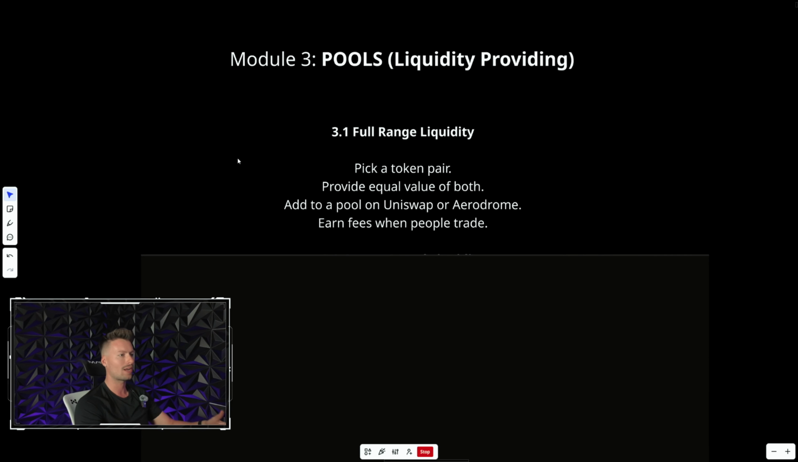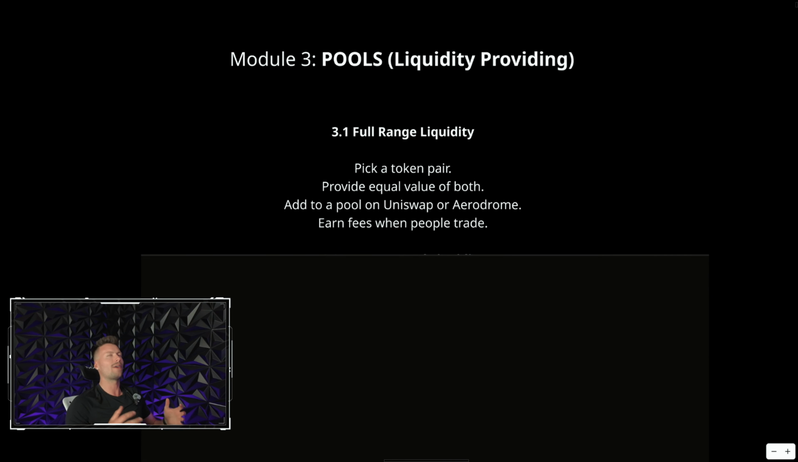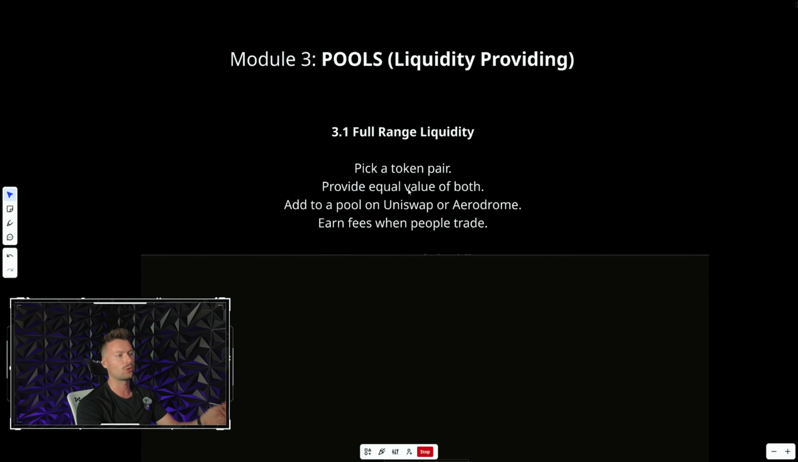What is this? Well, a full range pool is basically a liquidity pool where you're providing value of equal amounts of each token, and it's going to stay that way for the rest of time. So you're looking for an equal dollar amount of both tokens. You pick a token pair and provide an equal value of both. Let's say you want to put 10 grand in, you're putting 5K and 5K, adding to the pool, and you're earning fees when people trade.